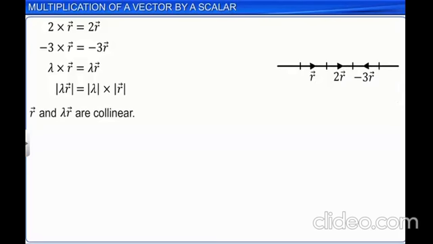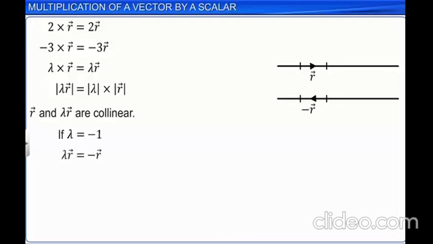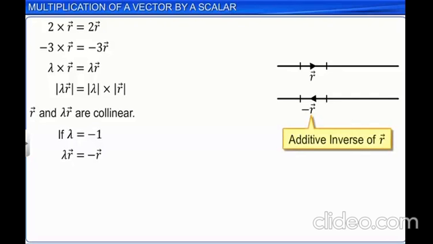Now, let us take some special cases. Multiplying a given vector r by -1, we get vector minus r, which is equal in magnitude but opposite in direction to vector r. Vectors r and minus r are called additive inverses of each other, and their sum is a zero vector.